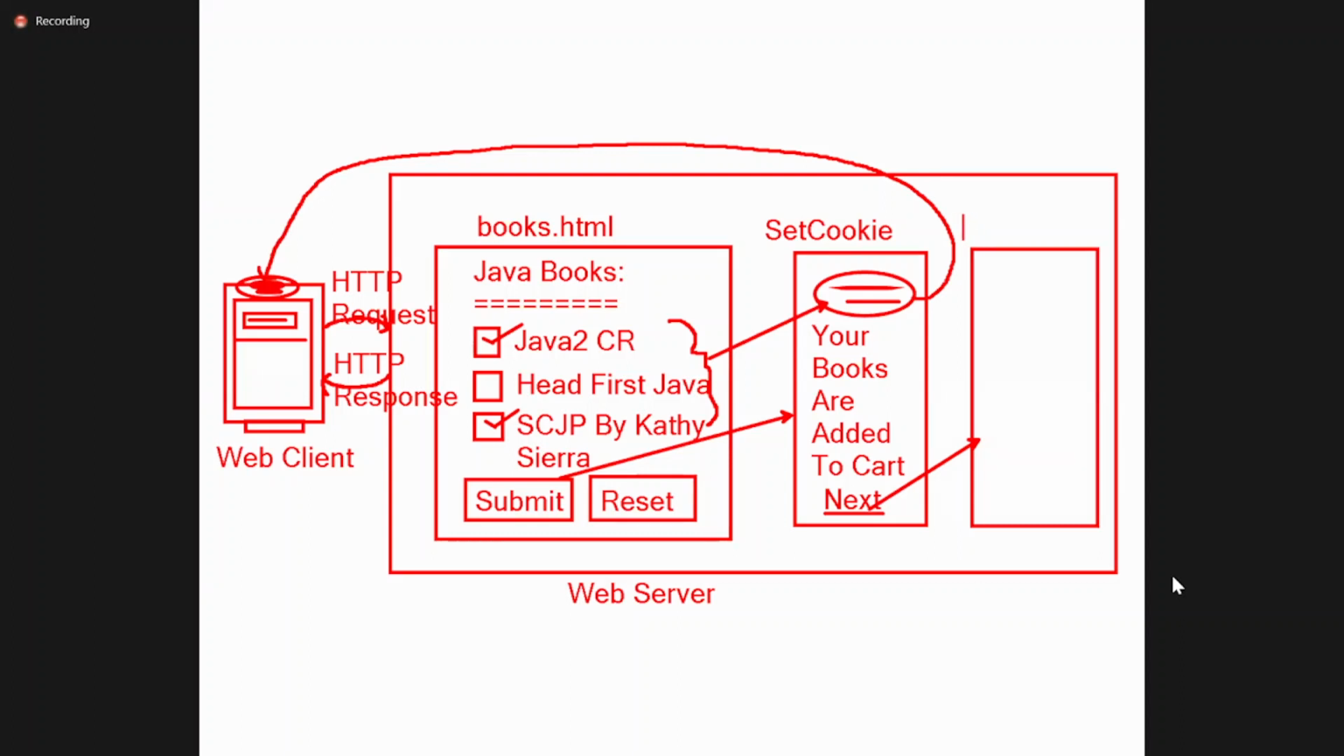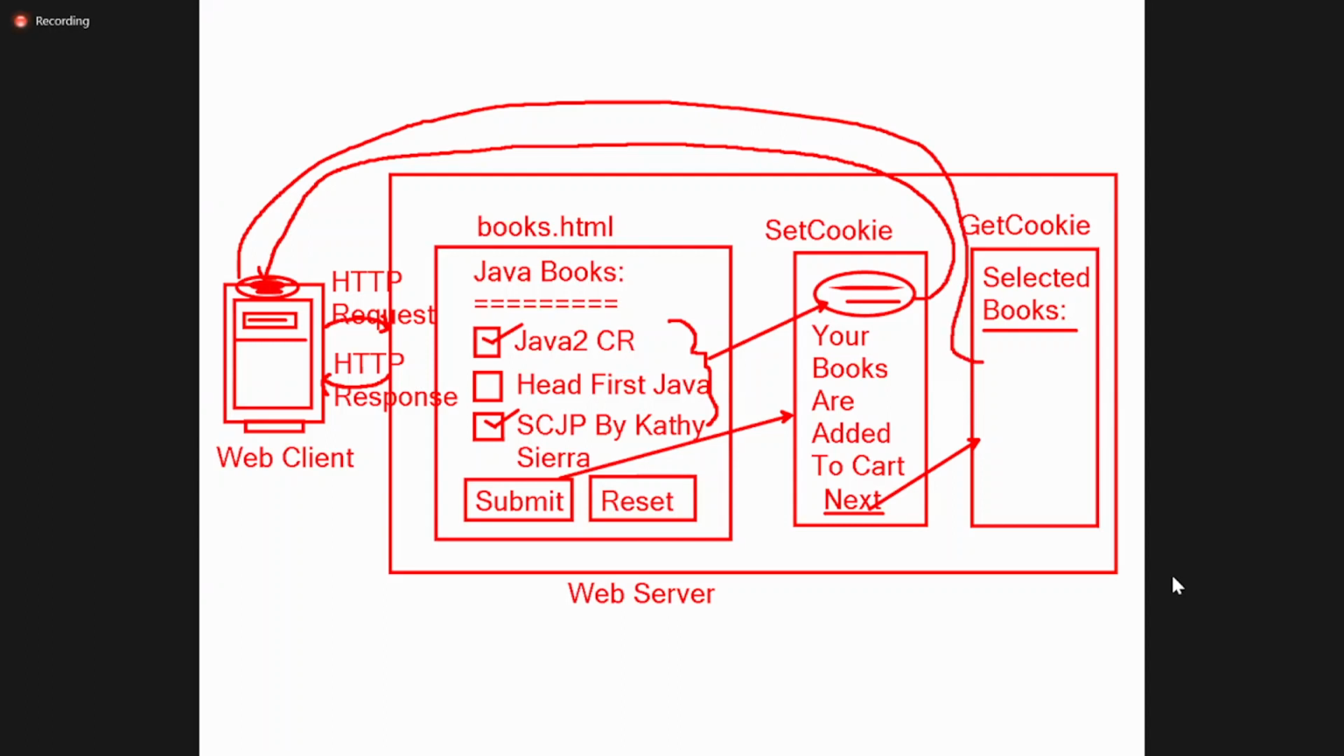Now, GetCookie. It is another program. Whatever books you selected, those are all retrieved from the client system, and the selected books are displayed. Here, server to client, it will be added. Client to server, it will be retrieved.